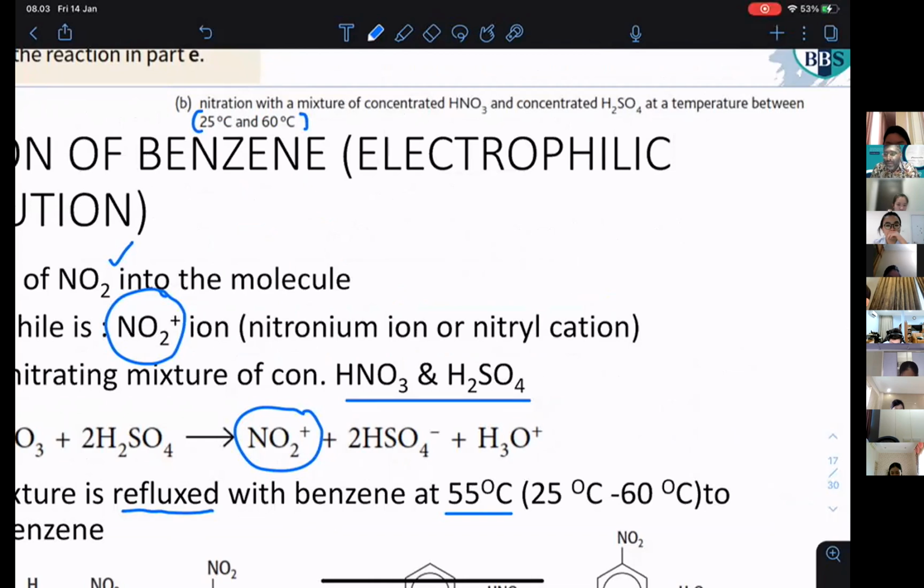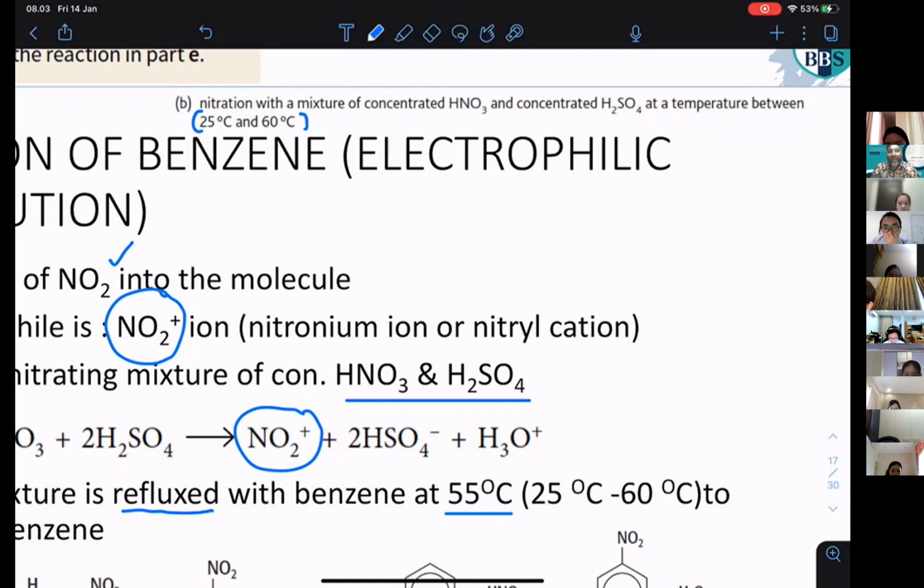Let me check whether you can still hear me. Erlene, can you still hear me? Yes, sir, but quite choppy. Yeah, it's quite choppy. But I hope you can still read the notes over there.